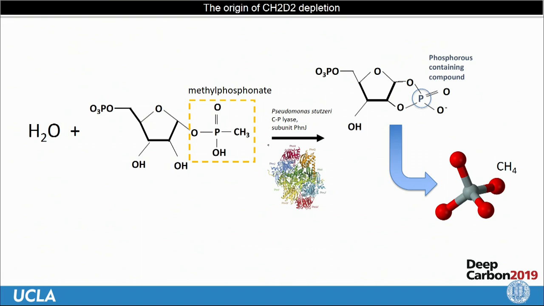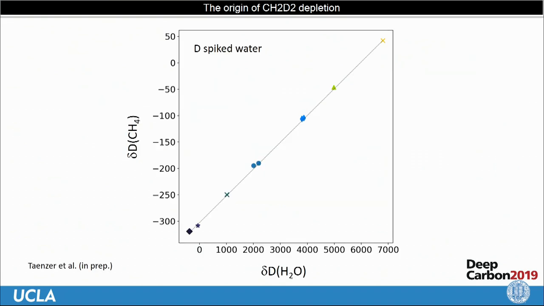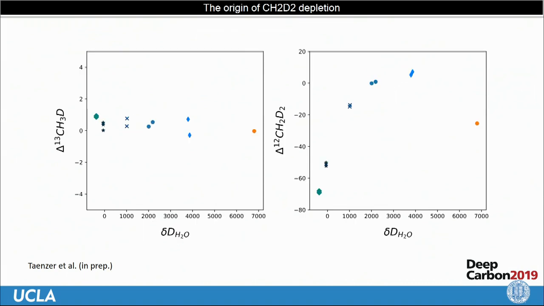So if we can play around with the isotopic composition of the water, we can see whether or not this process that I was telling you about, this inequality between the geometric mean and the arithmetic mean, really manifests itself. So we did that in the lab, and we spiked the water with a lot of deuterium. So you get these wild ratios on the x-axis, and the methane that was produced correlates with it perfectly. And taking that correlation, we can make a model, and the model results in no variation in the 13CD clumping of methane, but big variations in the H2D2 on the right, and they form that parabolic shape.